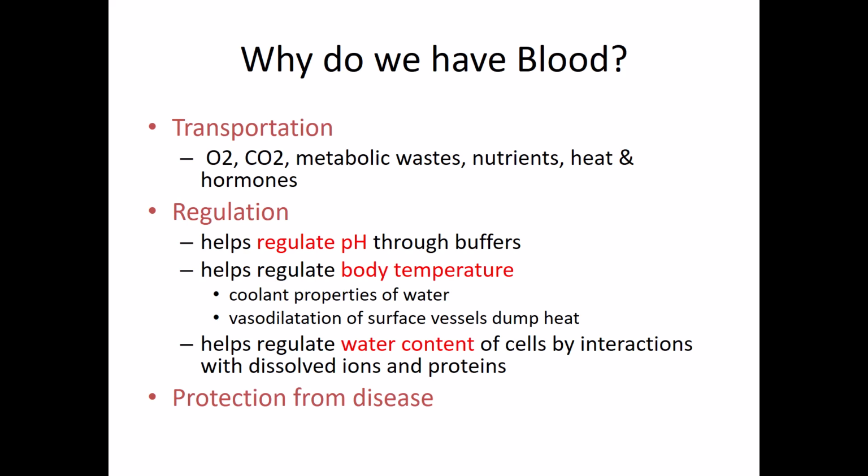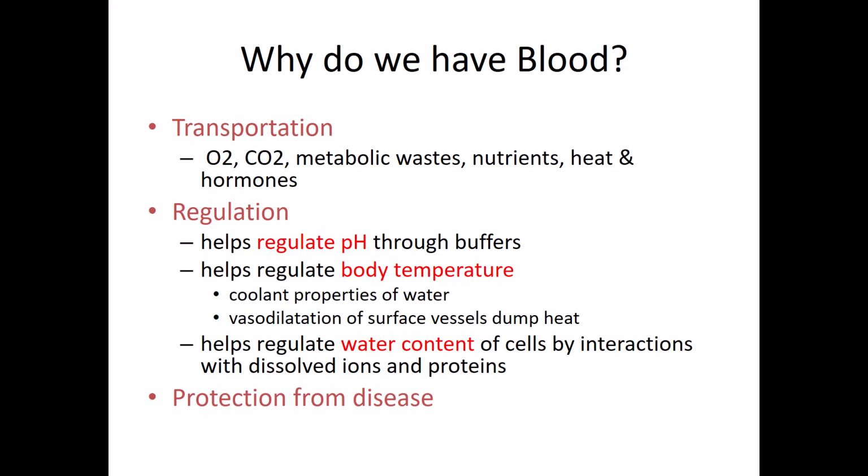It also will regulate many things, such as the pH of the blood. It has a very narrow range between 7.35 and 7.45. Anything outside of those values can lead to acidosis or alkalosis. They help regulate body temperature because water is a large part of plasma, and water has large coolant properties. You also have blood vessels close to the skin that dump out heat or can constrict and hold heat in.